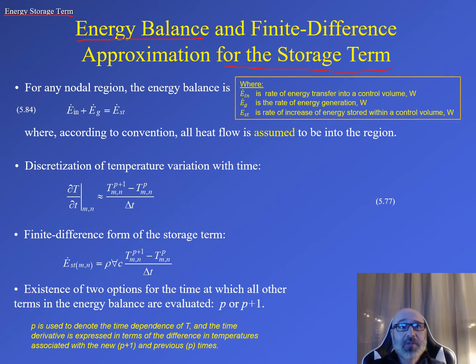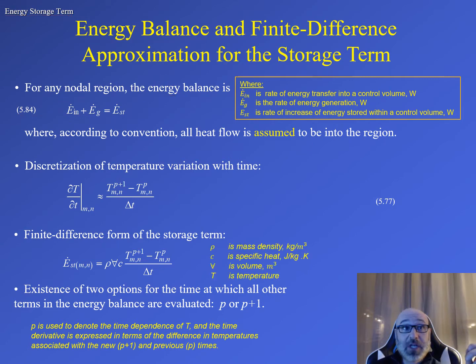So if we think about our energy balance right here, for any nodal region, the energy balance is going to be given by this relationship shown in our equation 5.84, where we have our E dot in plus our E dot G is equal to our E dot ST, where E dot in is our rate of energy transferred into a control volume in units of watts. Our E dot G is the rate of energy generation in watts, and our E dot ST is the rate of increase of energy stored within the control volume in units of watts as well.